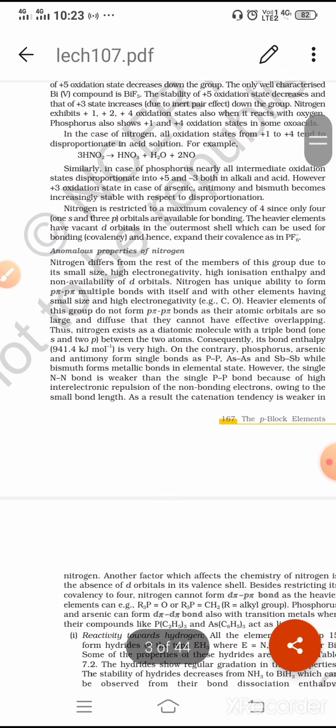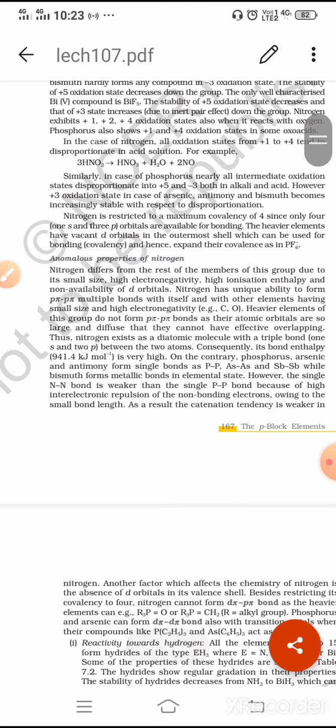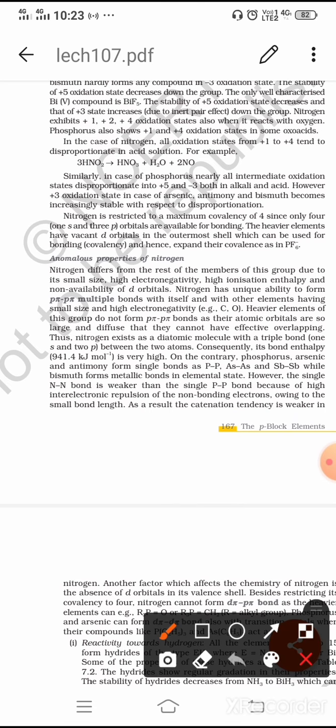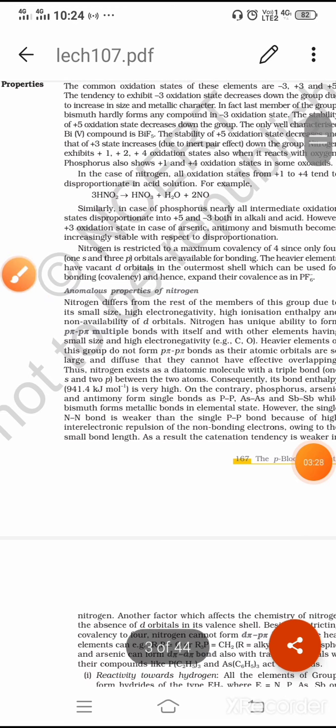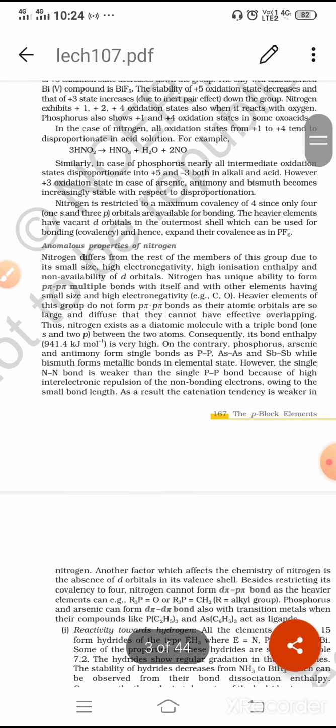Now, as nitrogen can show oxidation states from +1 to +4, it has the ability to show disproportionation reactions. Disproportionation reactions are those in which the same element gets oxidized and also reduced. Here we see a reaction with nitrous acid, where nitrogen is both oxidized and reduced when HNO2 gives HNO3, H2O and NO.